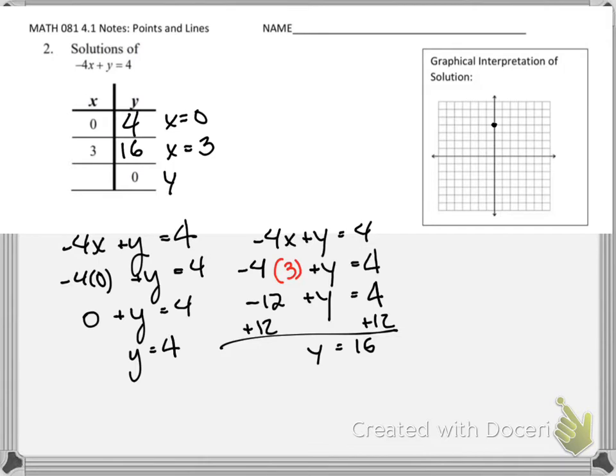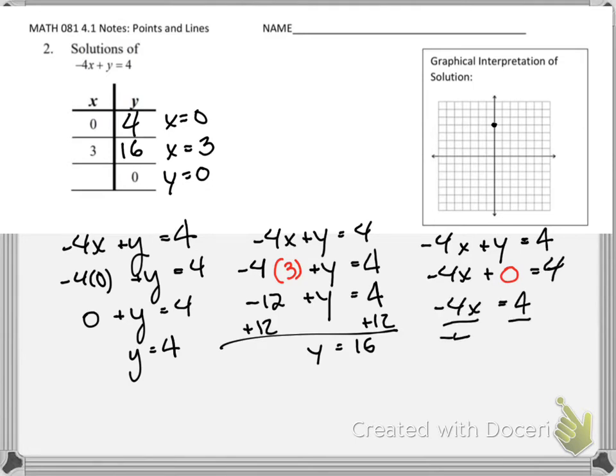For the last one, we are given that y is equal to 0. So we have -4x plus y equals 4. In place of y, we write 0. So we have -4x is 4. Divide both sides by -4, and we have x equals -1.